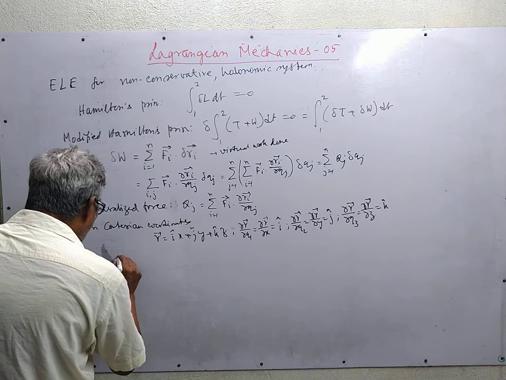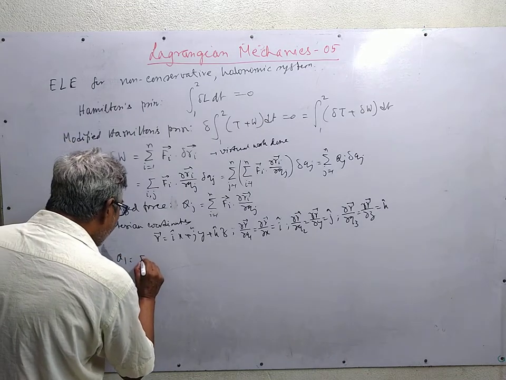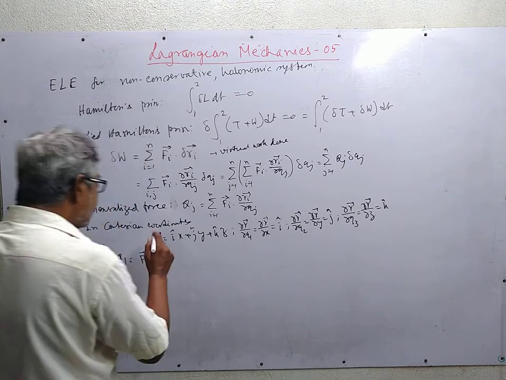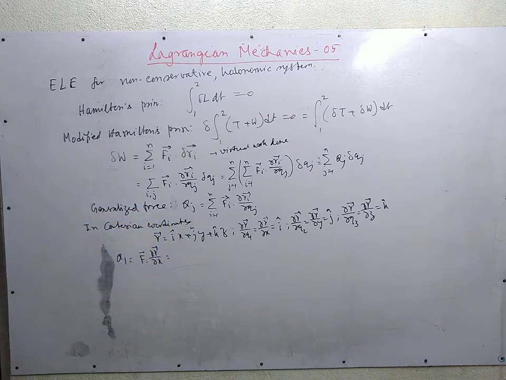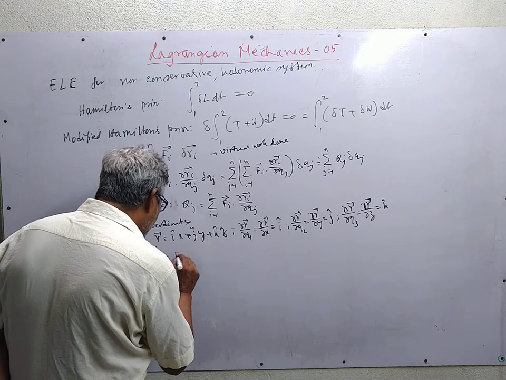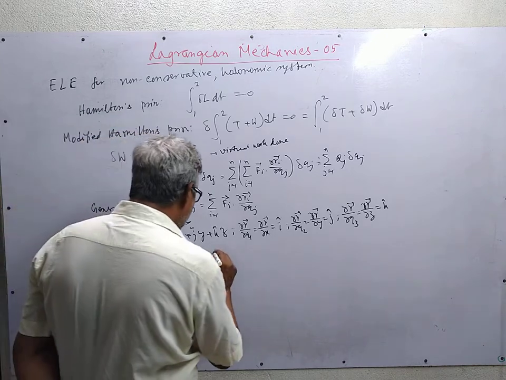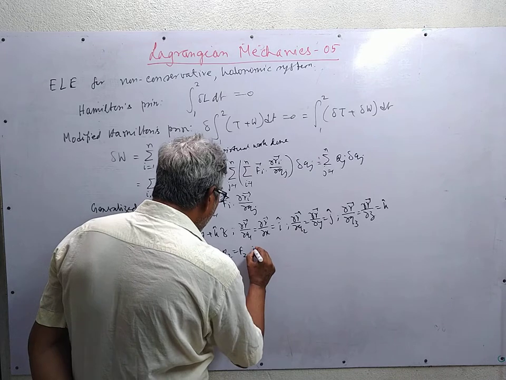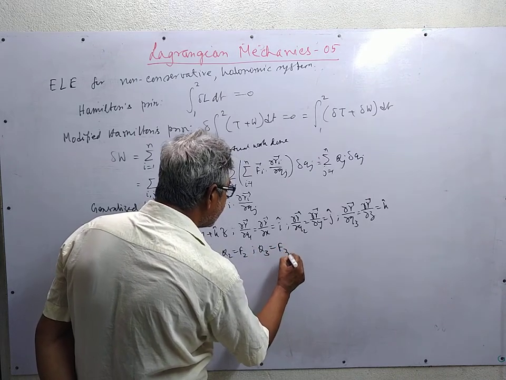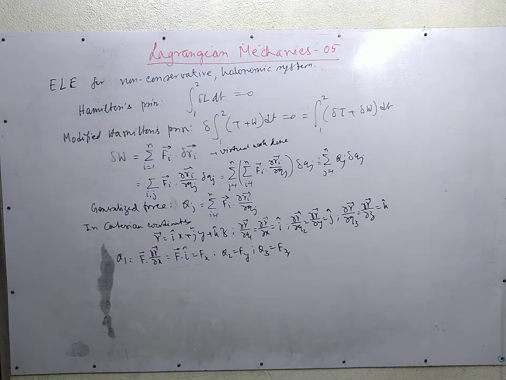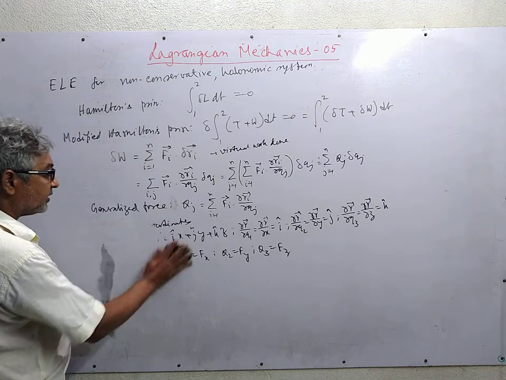And the generalized force Q1 is equal to F dot del r del x. F is written as i cap Fx plus j cap Fy plus k cap Fz. So this is F dotted with i cap, which is equal to Fx. So Q1 is Fx. Similarly, Q2 is Fy and Q3 is Fz. So we see that the generalized forces are nothing but the forces that we encounter in the Cartesian system. In the polar system, what happens to the expression for the generalized force?